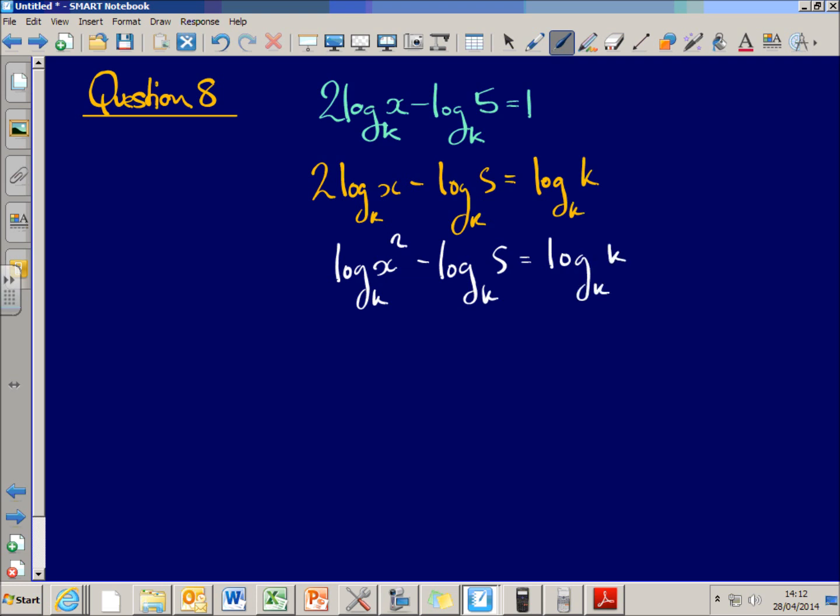Okay. Then I'm going to put these 2 logs together, and when I take away logs from each other, it's just the same as dividing. So this is just 1 log to the base k, x squared over 5. And that's equal to log k. And now I've just got 1 log equal to something else. So log x squared over 5 is equal to log of k. So I can just get rid of the logs now and just say that x squared over 5 equals k. And what we're trying to find out, what k is. Yeah, so that's it. k is x squared over 5. Okay? How's that? Is that okay? Any questions?